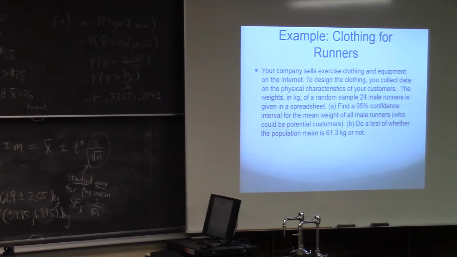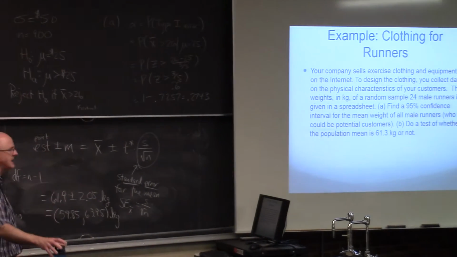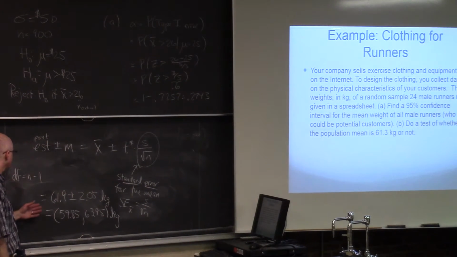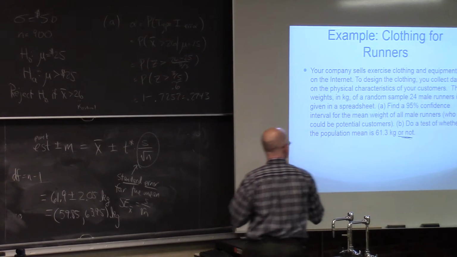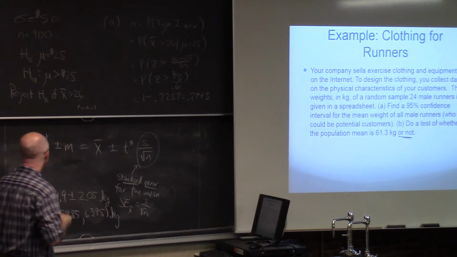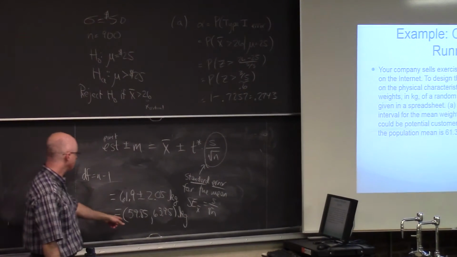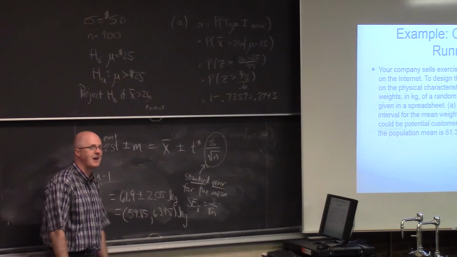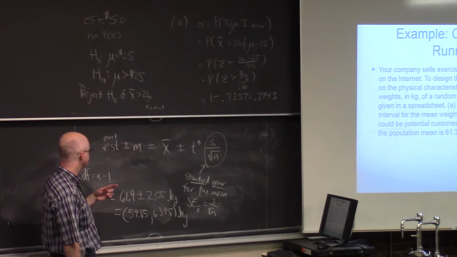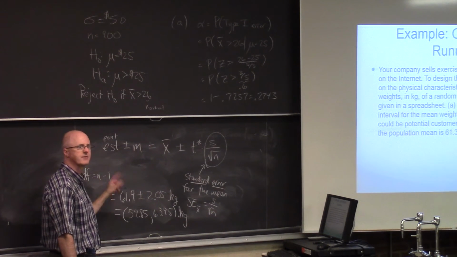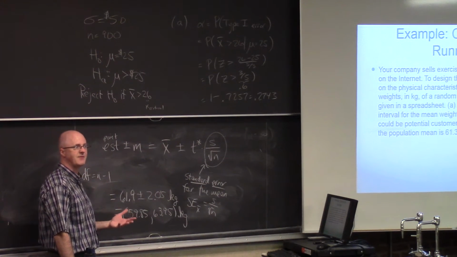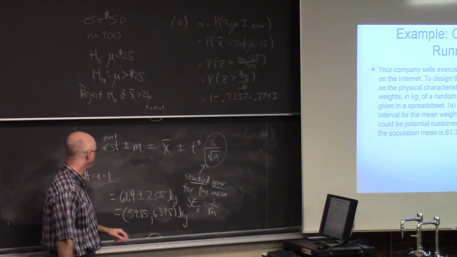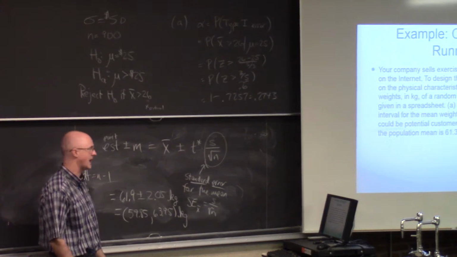What did we just do? We just found a 95% confidence interval to estimate the mean weight of all male runners. We're about to do a hypothesis test that's again going to be two-tailed, because we're wondering, is the population mean really 61.3 or not? Since it's a two-tailed test and this interval contains 61.3, I know I'm not going to reject, at least at the 5% level of significance. This was a 95% confidence interval, and the corresponding alpha is 0.05. At the 5% level of significance, since the null value, 61.3, is inside here, I know I'm going to fail to reject. But let's do the test anyway.